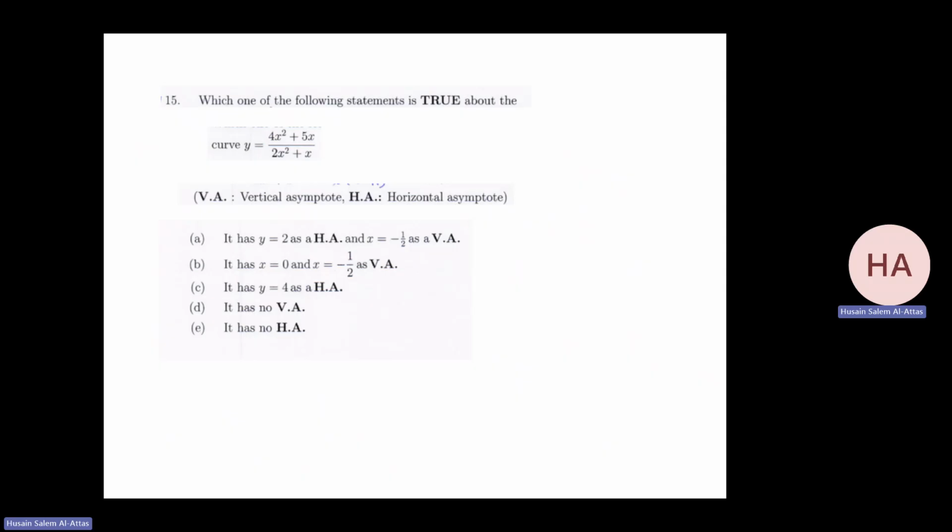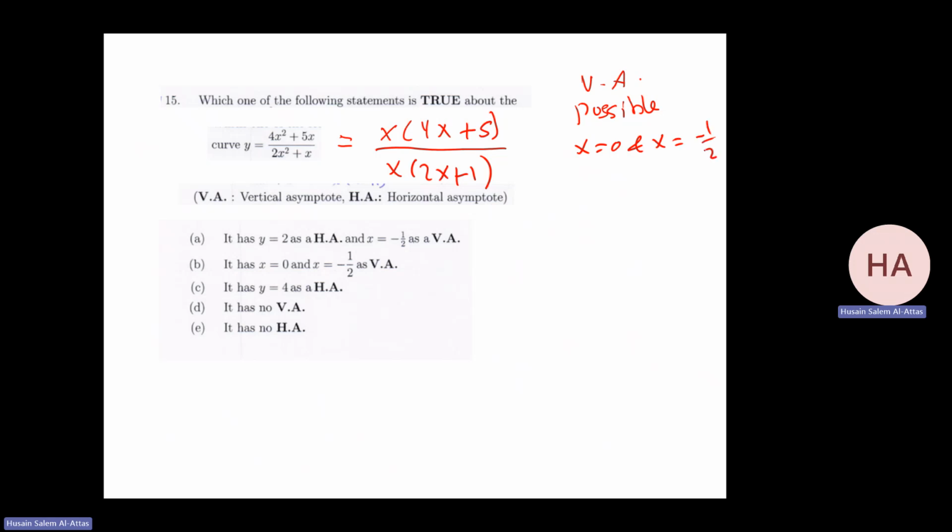Quick one. Which one, for example, is true about this? For the vertical, I need to do simplification. That x for x plus 5 over x times 2x plus 1. So the possible vertical asymptotes are x equals 0 and x equal minus half. For x equal minus half, this is g over h. So g of minus half will not be equal to 0. So x equal minus half is a vertical asymptote.